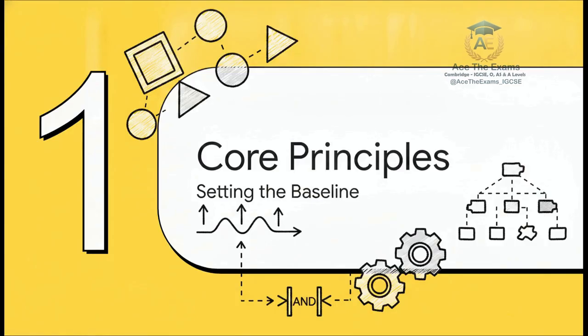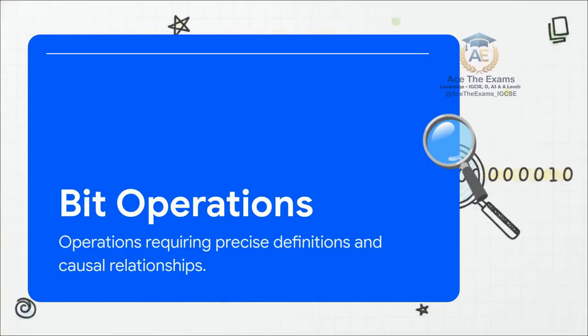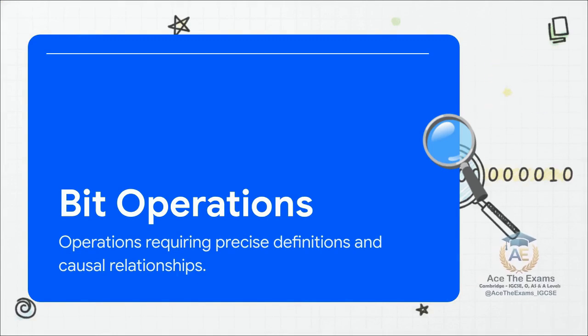Section 1. Core Principles. Let's set the baseline. In Cambridge computer science, you absolutely must demonstrate a connected, conceptual understanding that transfers to totally unfamiliar contexts. The entire theoretical architecture of bit operations rests on precise definitions and causal relationships. We're talking about AND, XOR, and OR. Now here is a massive examiner alert, straight from the grading reports. Candidates consistently confuse these key terms. It happens all the time.